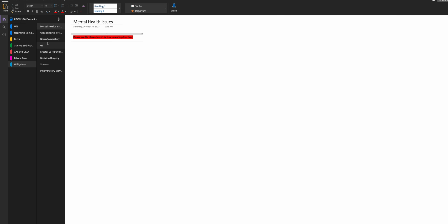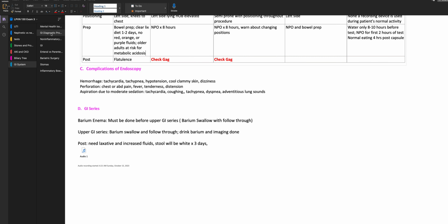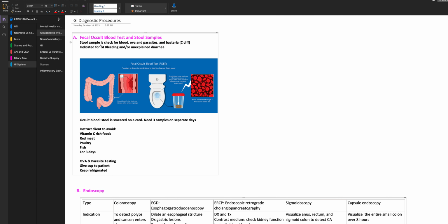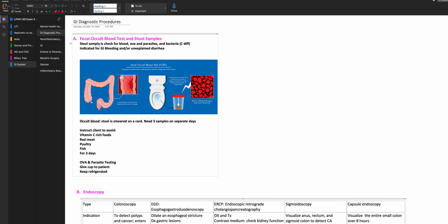Okay. So I'm going to start with GI diagnostic tests that you need to know about. The first one is the fecal occult blood test and also gathering stool samples. We gather stool samples to check for occult blood, which means hidden blood, like you can't see it, right? It's not like black tarry stools. You would still test those for blood, but we might test stool for ova and parasites.